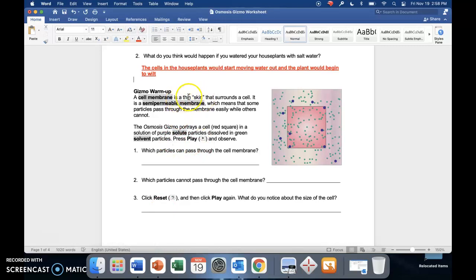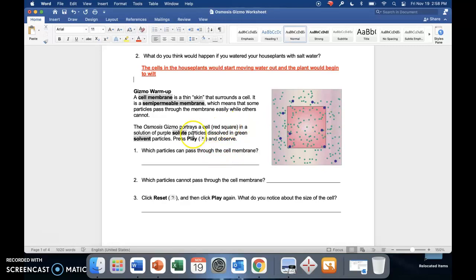And this is the cell membrane, the skin that surrounds the cell. It is semi-permeable, which means that it allows some things to pass through and others not. We have our red square that is representing our cell. We have the solute particles, which are the purple ones, dissolved in solvent particles. Those are the green ones.